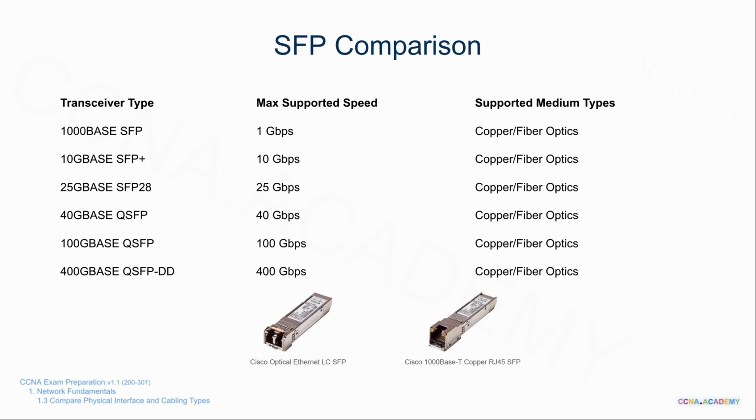The standard SFP supports 1 gigabit, while SFP Plus increases that to 10 gigabits. SFP28 handles 25 gigabits, and QSFP modules scale higher, with 40 and 100 gigabit options. The QSFP-DD can push up to 400 gigabits. All of these transceivers can operate over copper or fiber optics, giving flexibility depending on distance and design. Choosing the right SFP depends on the bandwidth needed and whether the link is short-range copper or long-haul fiber.